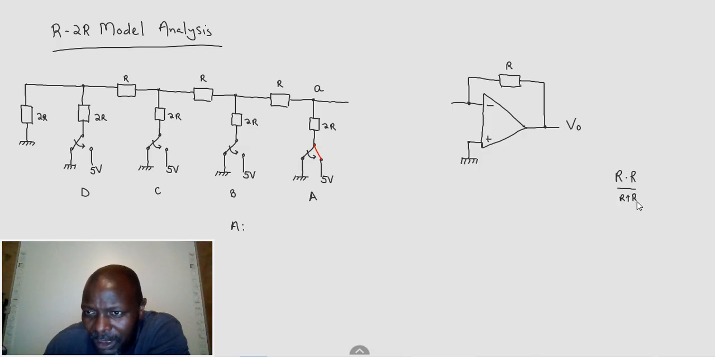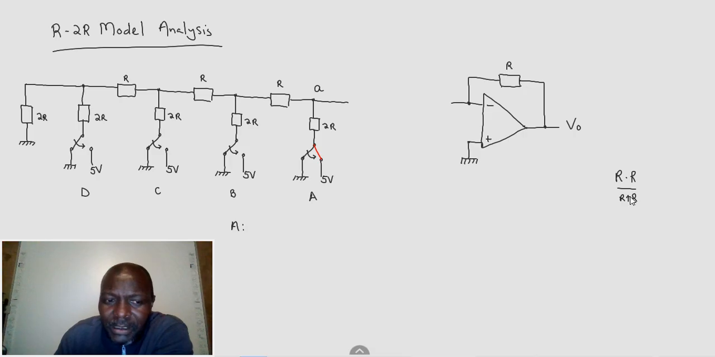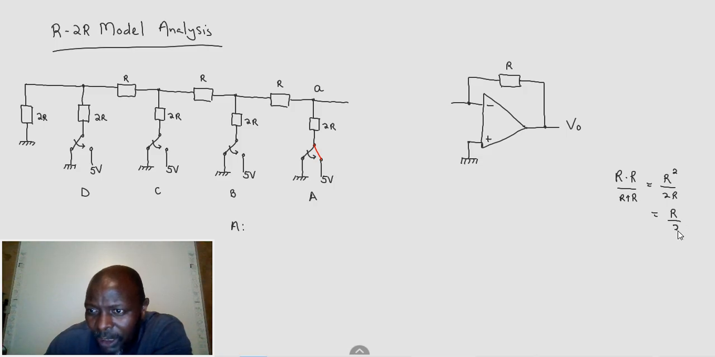This is when two resistors are put in parallel, and they are equal. What will then happen is that you're going to have R squared over 2R at the bottom, which means basically R over 2. The whole idea here is we need to know that if we put two equal resistors in parallel, you are going to get half the resistor size.